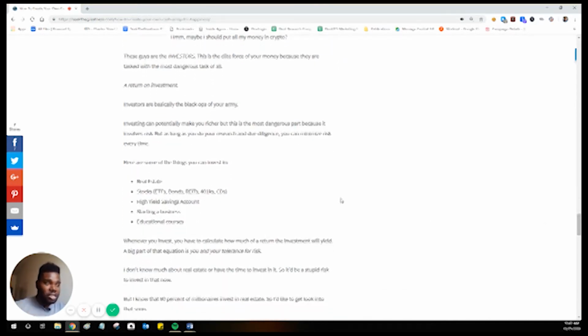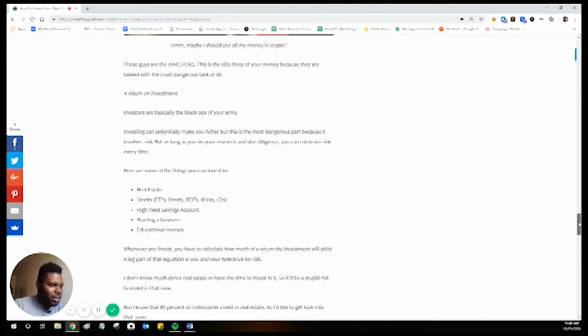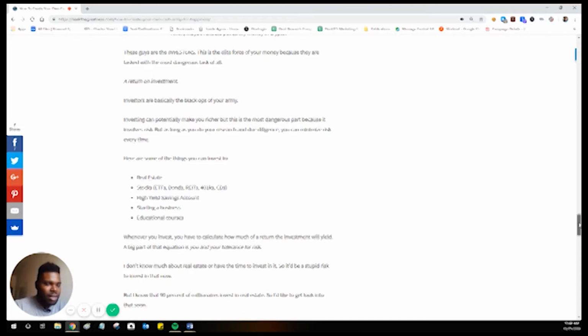You can invest in real estate. You can invest in stocks, ETFs, bonds, REITs, a 401k, a CD, or a high yield savings account online. I invest in Ally, so make sure you check them out as well, because they pay me 1.95% interest. That's pretty good. It's better than 0.003% as you would get with regular banks like Bank of America and all that stuff. So yeah, it was a no-brainer for me.